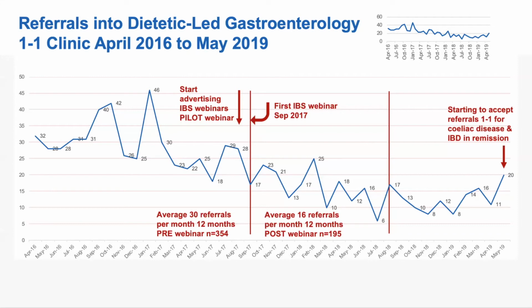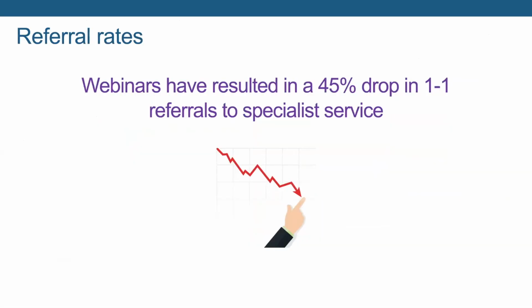So here are our dietetic referrals into our gastroenterology clinic. In the first year of running the webinar, so that central third section you can see there, the first section before we ran the webinars, second section the first year after running the webinars, and now the third section of what's happening to our referral rate now that we're taking on new conditions. Basically, our referral rate dropped by 45% in the first year once we started using the webinar. So they were incredibly useful.